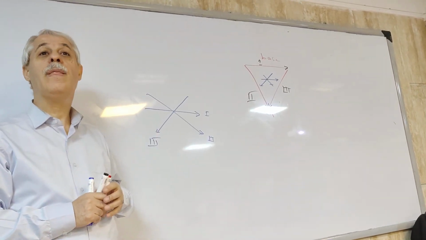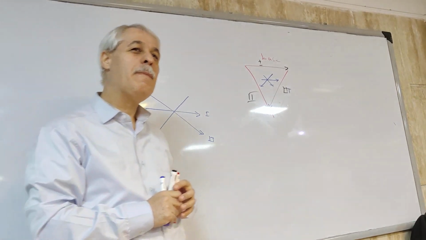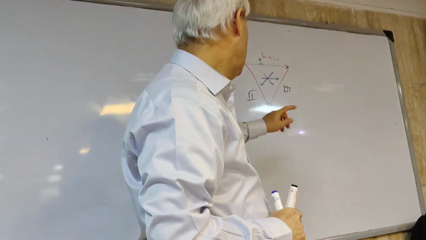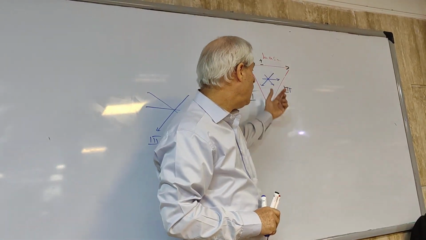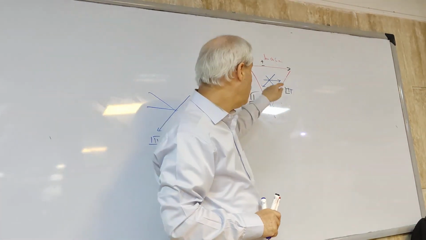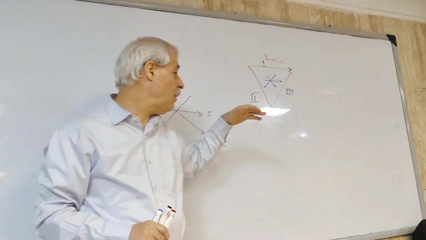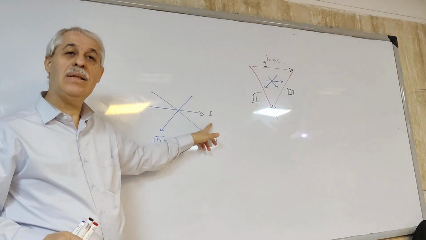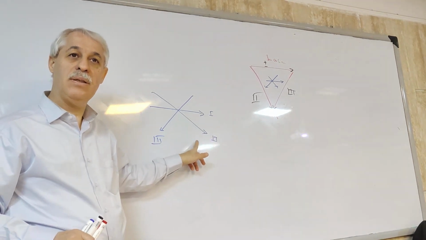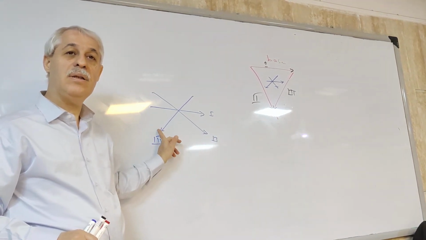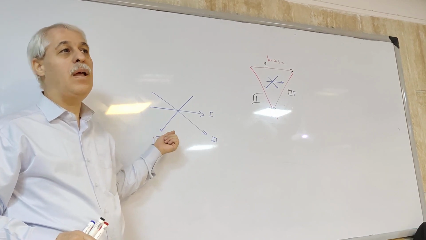I don't understand. How is it 120? See, in an equilateral triangle, each angle is equal to 60. Limb 1 is 0. Add 60, it would be 60. Add another 60, 120.